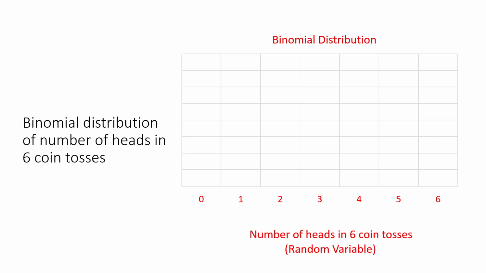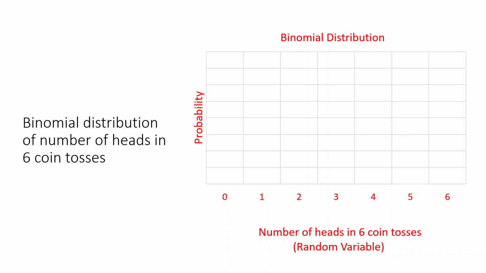The next thing we need to measure is the probability of getting each one of these outcomes, that is 0 heads, 1 head, 2 heads, 3 heads, 4 heads, 5 heads and 6 heads if I toss a coin 6 times. That we can see on the y-axis. So this is the outcome. If I populate the probability of each value of the random variable, that completes the binomial distribution calculation.